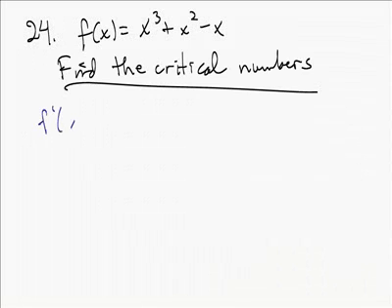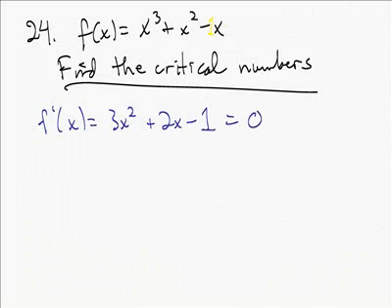So let's take the derivative. Should be getting pretty good at this now, especially for polynomials. We have 3x squared plus 2x minus, remember there's a 1 here, so minus 1. And we want to find out where this equals 0. You can see it's always defined, so there are never any critical numbers where this derivative is undefined. This is a polynomial, it's always defined, so we don't have to worry about that.